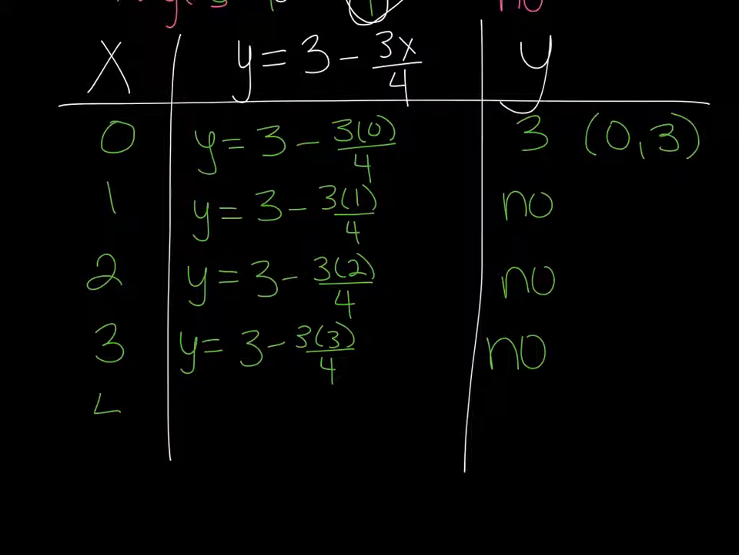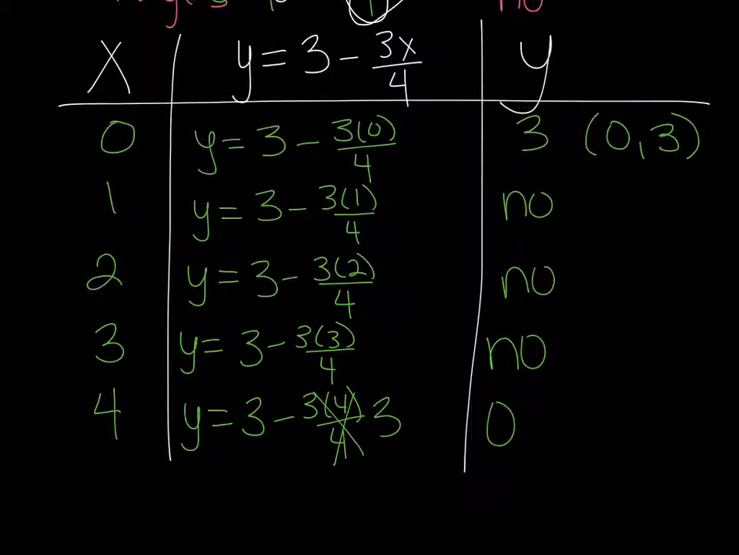Okay, well, let's try to plug in a 4. So y equals 3 minus 3 times 4 over 4. What do you think? Will that one work? Yeah, that one works because 3 times 4 gives me 12, and 12 divided by 4 gives me 3, and 3 minus 3 gives me 0. So 4 and 0, both whole numbers? Yeah? Okay, so 4 comma 0 is also a solution. So far, I have 2 answers. We've done all of this work and I got 2 answers.